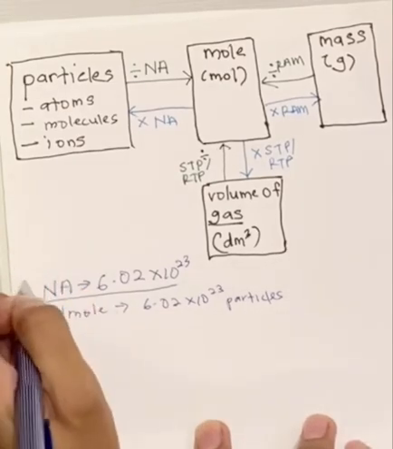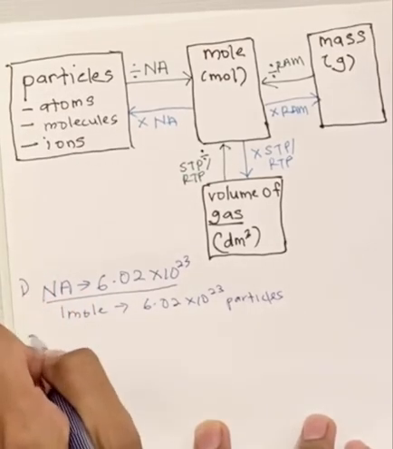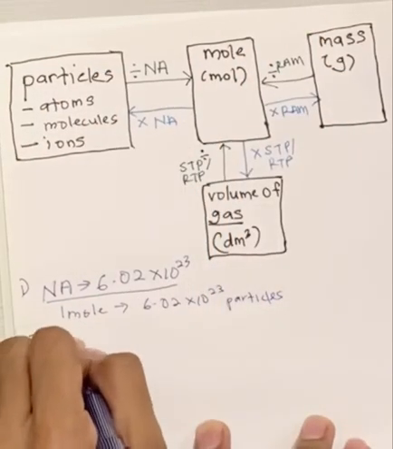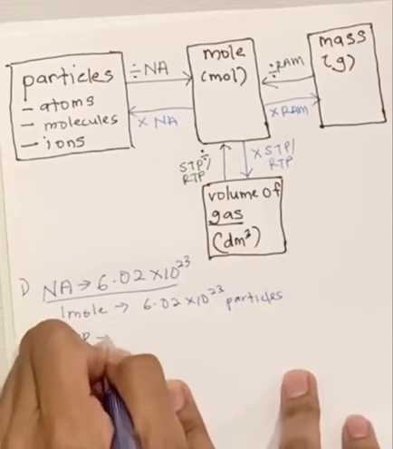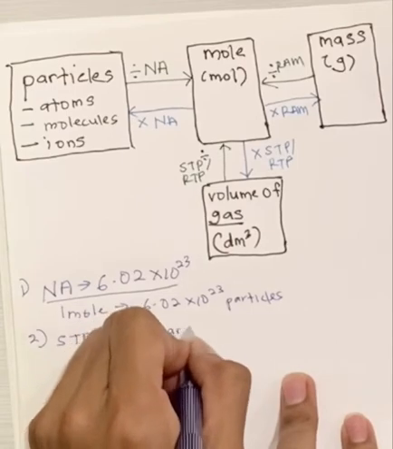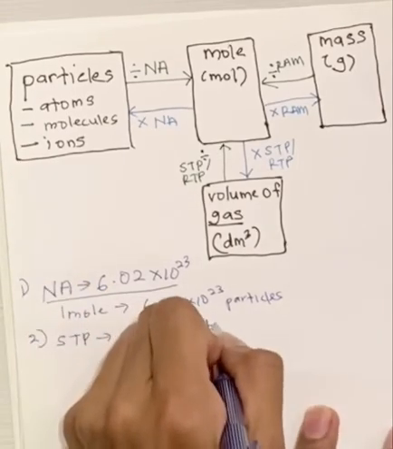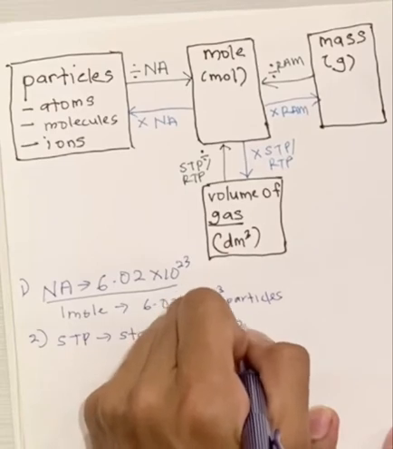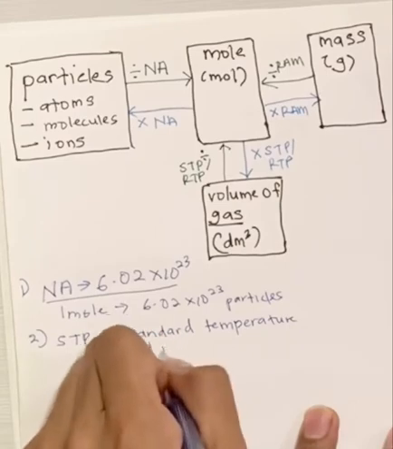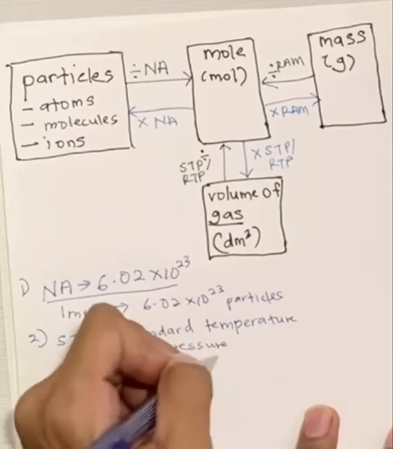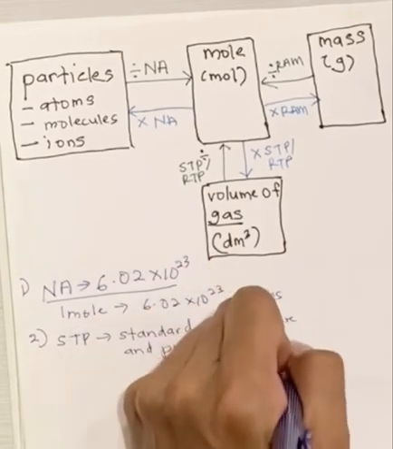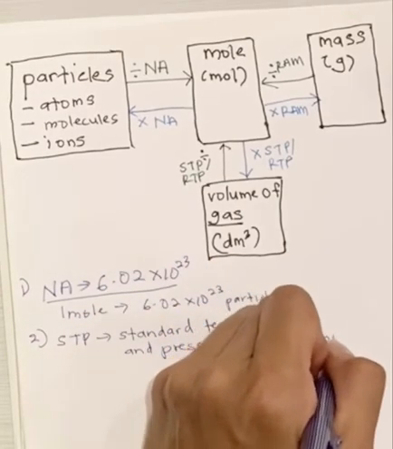Next constant is, I'm going to go into STP. STP stands for standard temperature and pressure. Now what's the standard temperature and pressure? The constant for this is 22.4, remember, dm cube per mole.